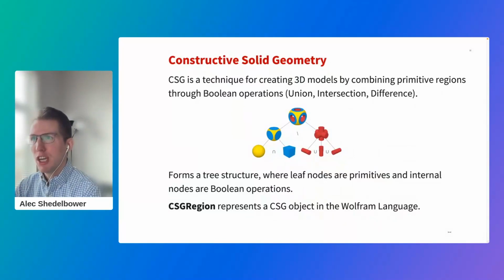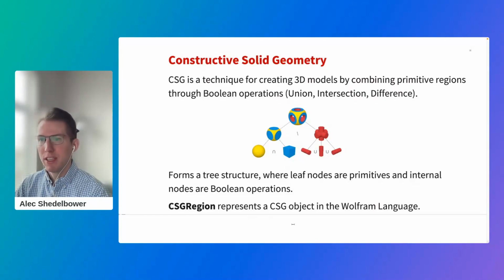Constructive solid geometry is a technique for creating 3D models by combining primitive regions through Boolean operations. There are three different operations here: union, intersection, and difference. Now CSG forms a tree structure where at the very bottom, you're going to have your primitive regions as leaf nodes. And every internal node is essentially a Boolean operation on its child nodes. For example, here we have the intersection of the sphere and this cube to get this region here. And you just work your way up that tree until the root node is your final model. In Wolfram Language, you can represent these with the CSGRegion symbol.